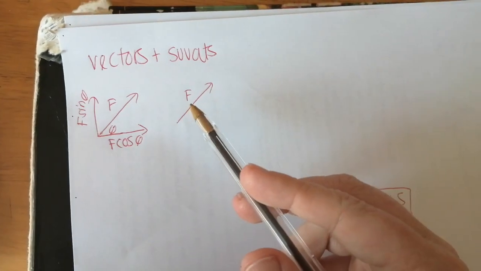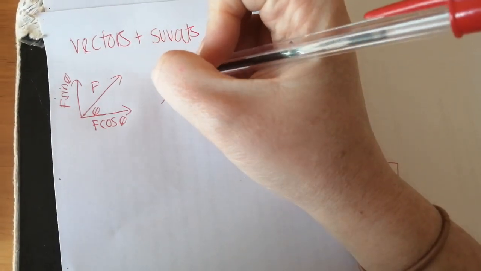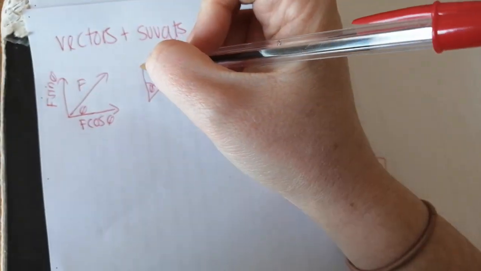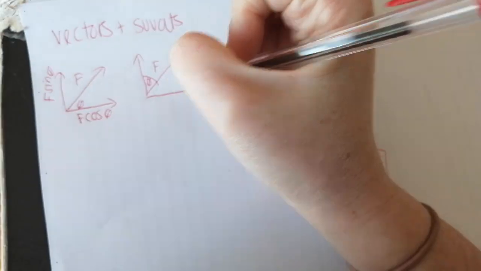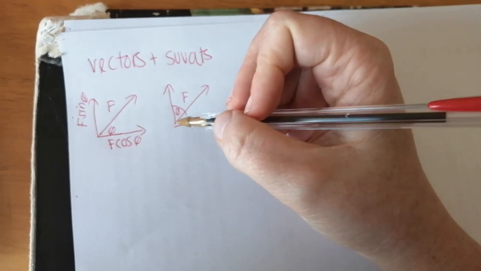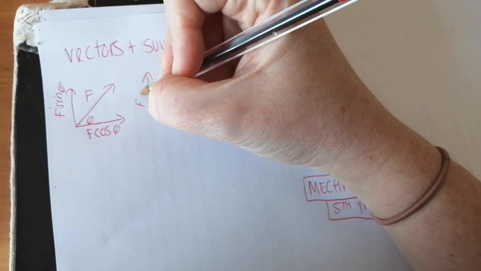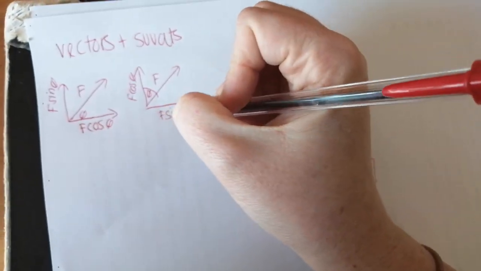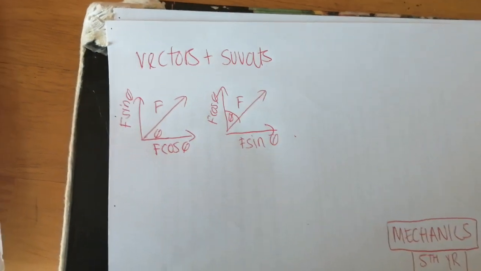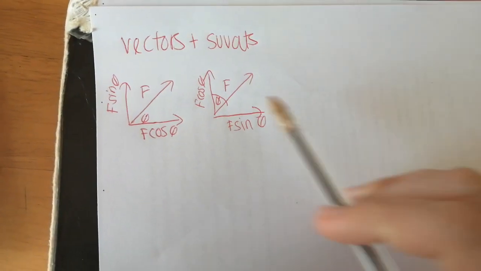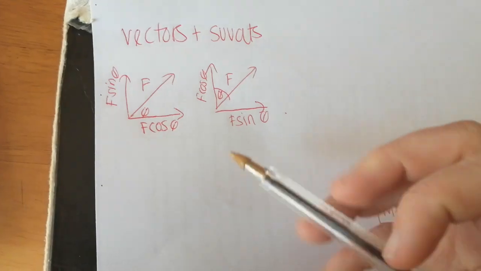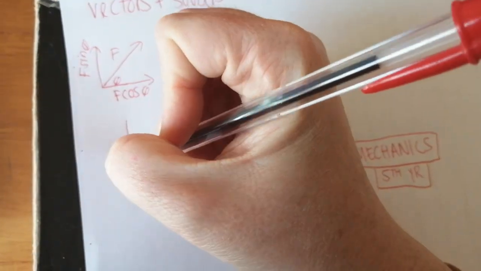If I give you another example, let's say I have a vector of size F, and it's at a certain angle to the vertical component. This one will now be F cosine theta, and this one F sine theta. So when is this actually useful? One of the places that we see this most often is when we have an object on a ramp. So let's just have a look at that.